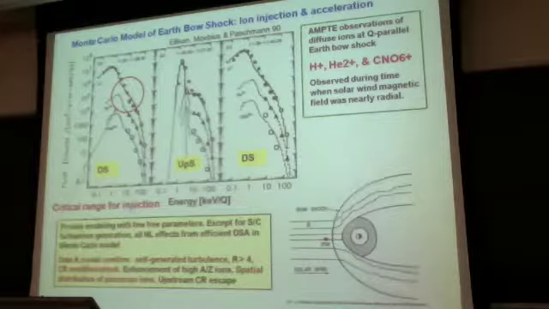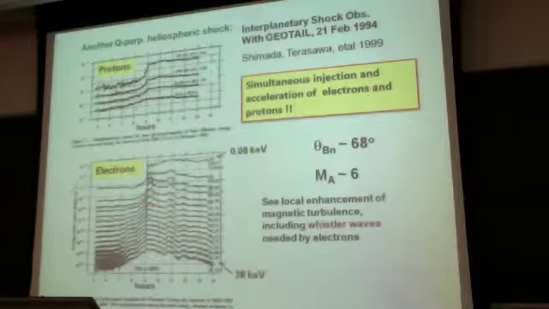Okay, so I have a lot of things to cover, so I'm going to keep going. There are more observations of particles being injected. This is interesting because it shows very low energy electrons being injected at an interplanetary shock. And again, this injection problem has been an important problem over the years, so I showed this slide.